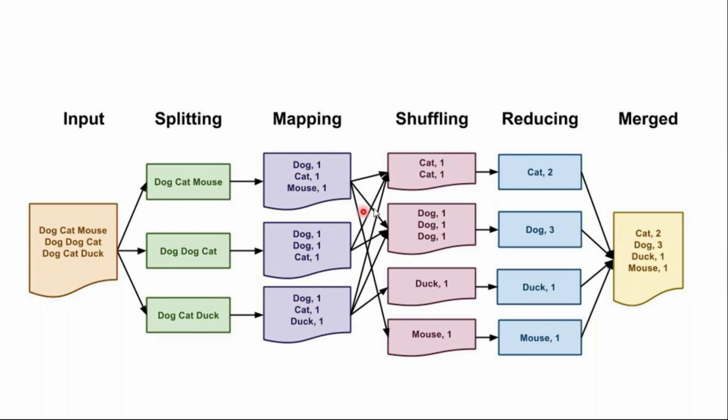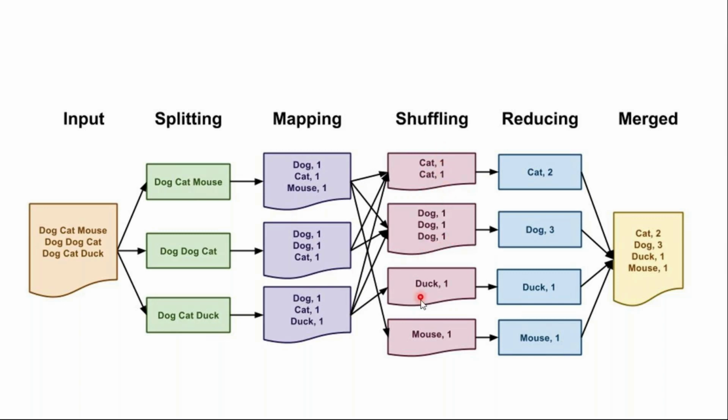Then shuffling is happening. The data is transferred among the different machines. And then we are having the sorted data.